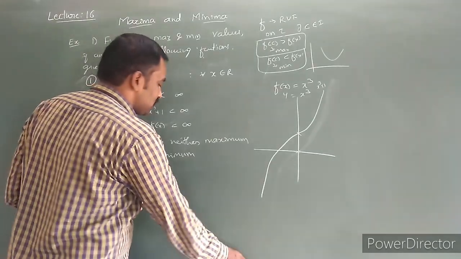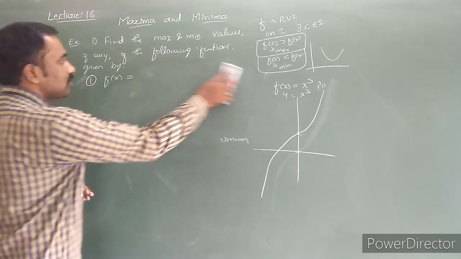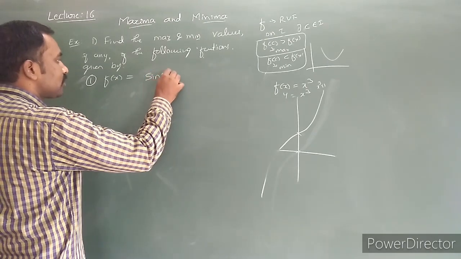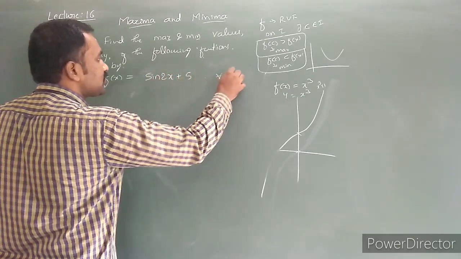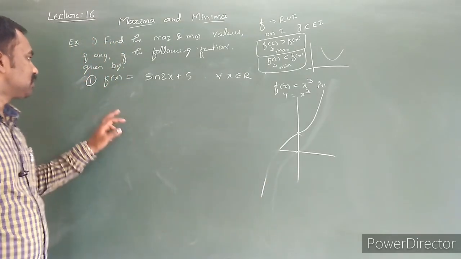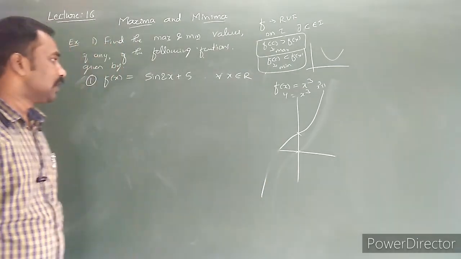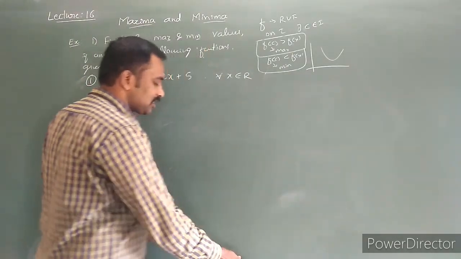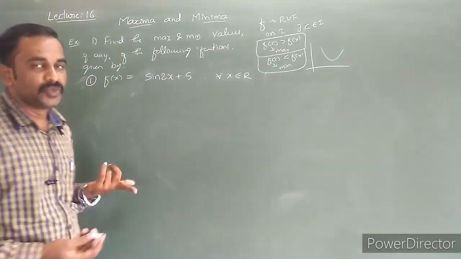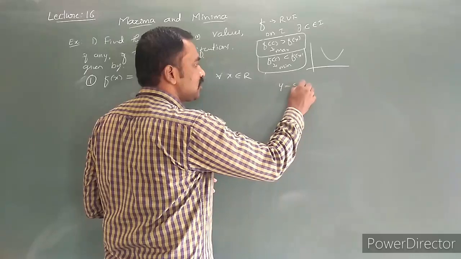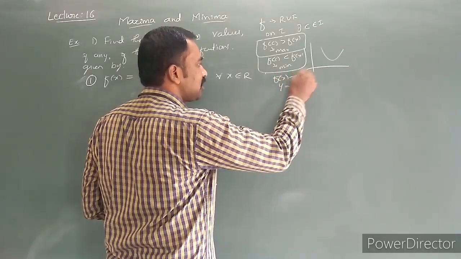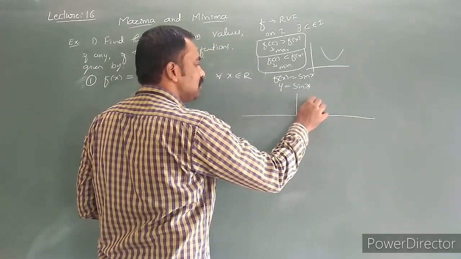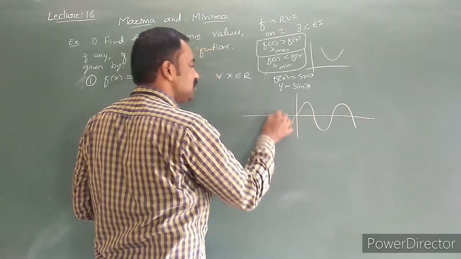Now, the next one is f of x is equal to sine of 2x plus 5, for all x belonging to the real numbers R. We already know the graph of the sine function. Sine of 2x is none other than sine of theta, y is equal to sine theta, or f of x is equal to sine of x. We know the graph of the sine function.